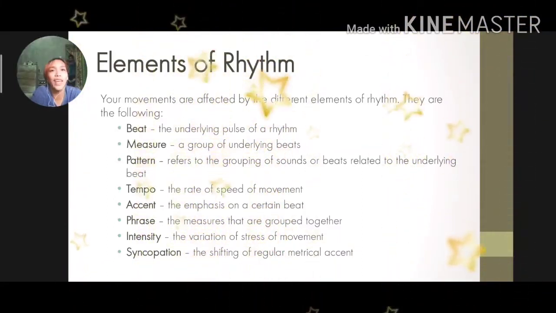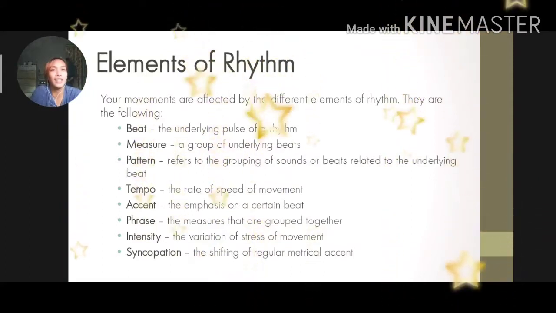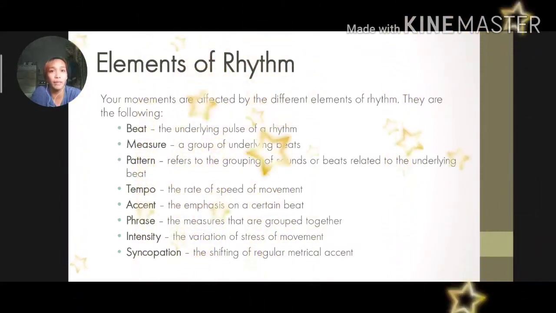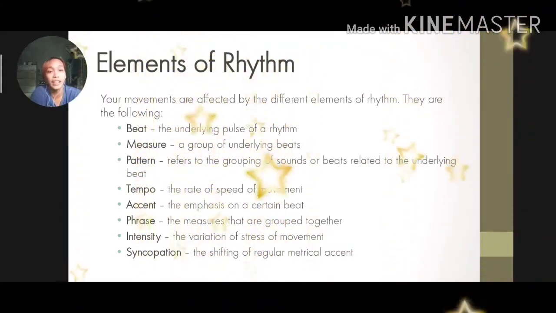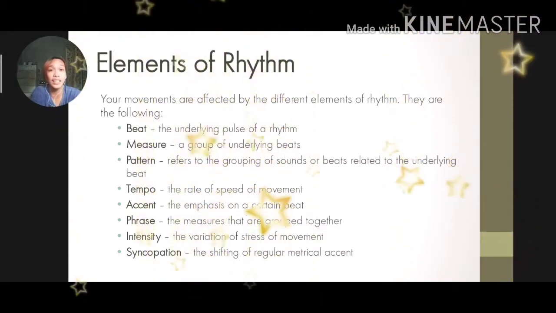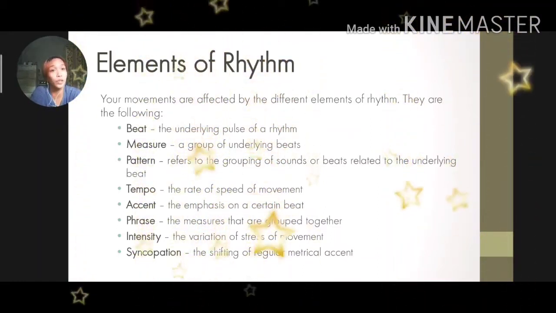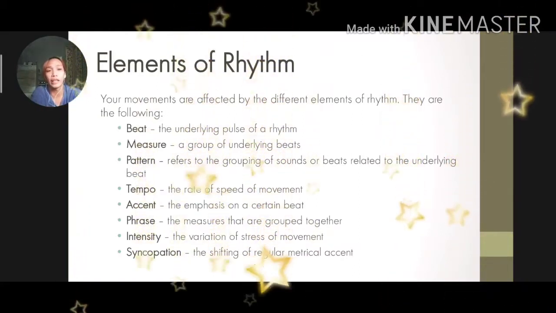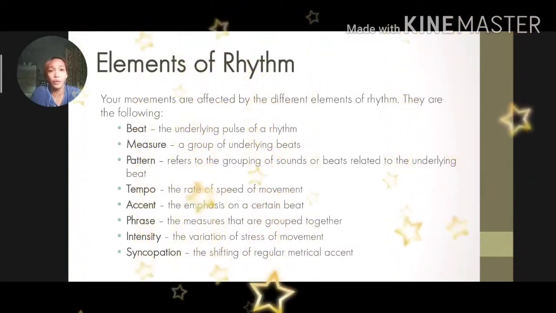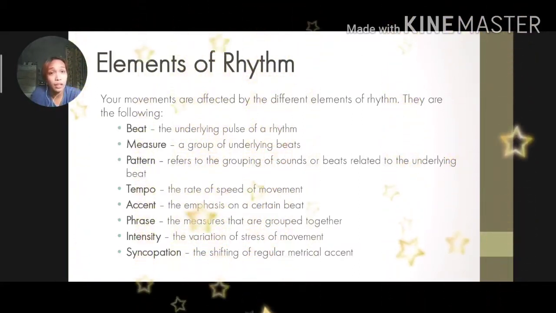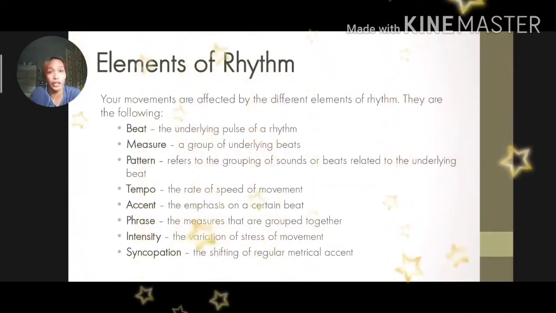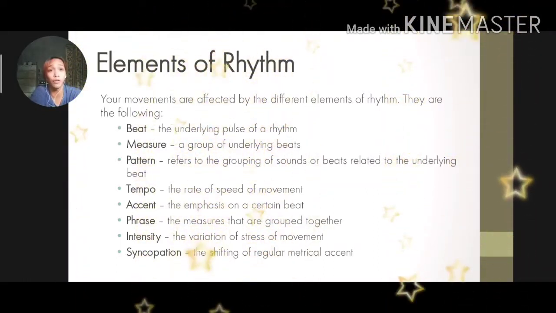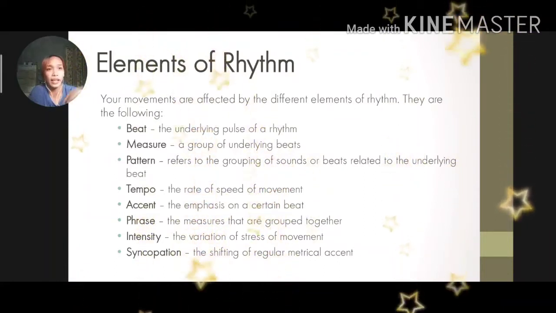Next, we have the accent. Accent is the emphasis of a certain beat. And then phrase. Phrase is the measures that are grouped together. And then intensity, it is the variation of stress of movement. And when we say syncopation, it is the shifting of a regular metrical accent.